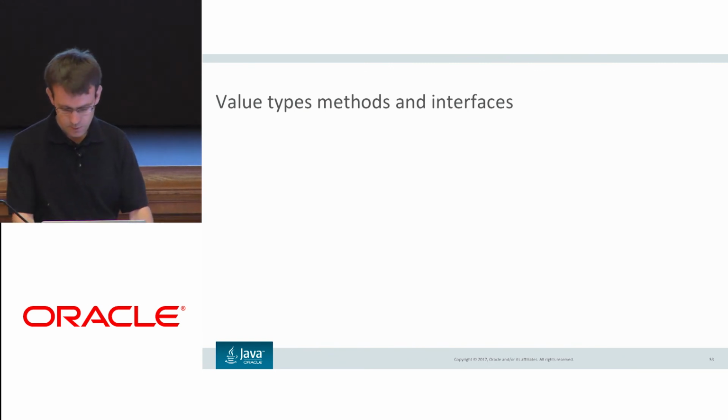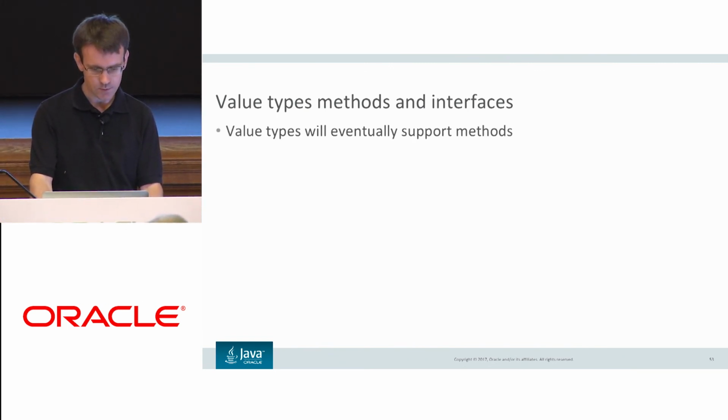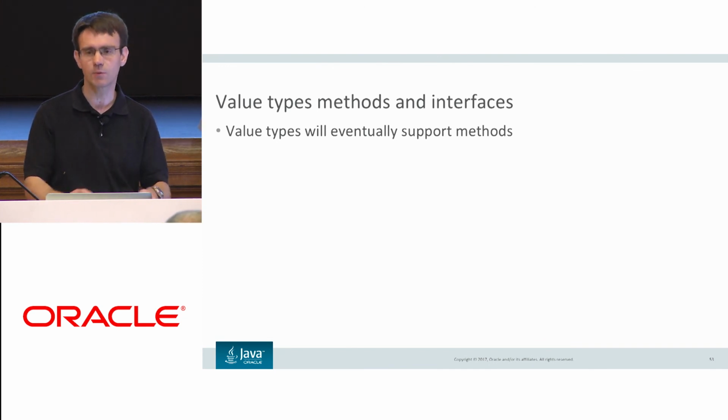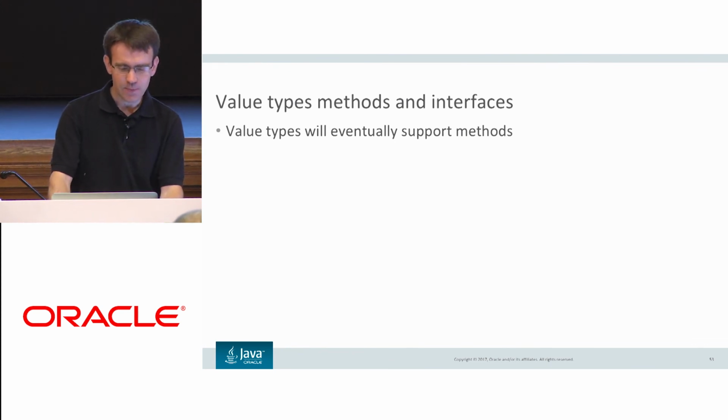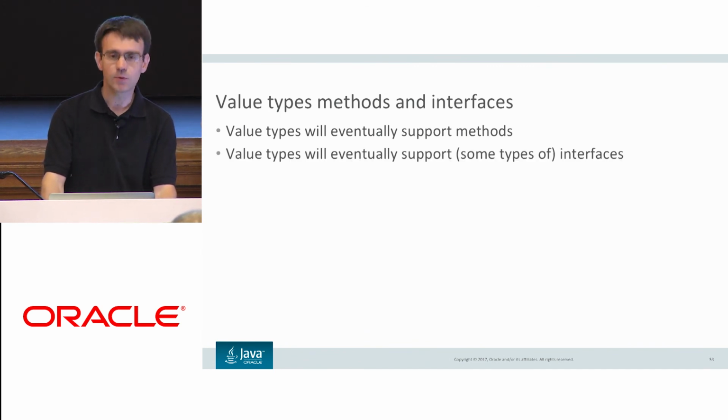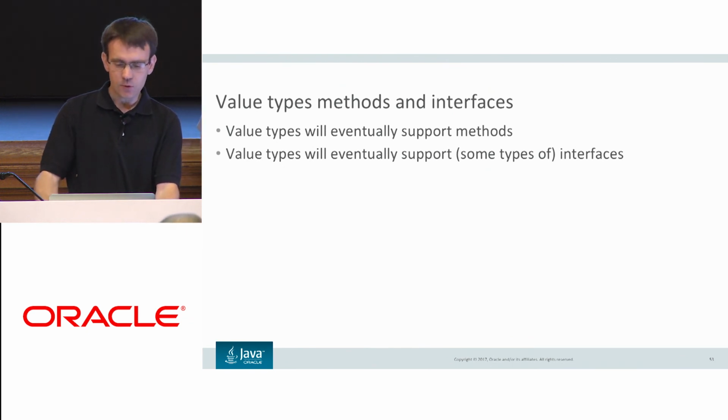So now we speak about a few works in progress. They are just exploration. I will be speaking more about the problems than the solutions, as we don't have the solutions yet. Value types in the long term will eventually support methods. There is no doubt about that. They will eventually support interfaces, but we don't know yet which kind of interfaces. Will they be able to support the current interfaces? Do we need a new type of interfaces?